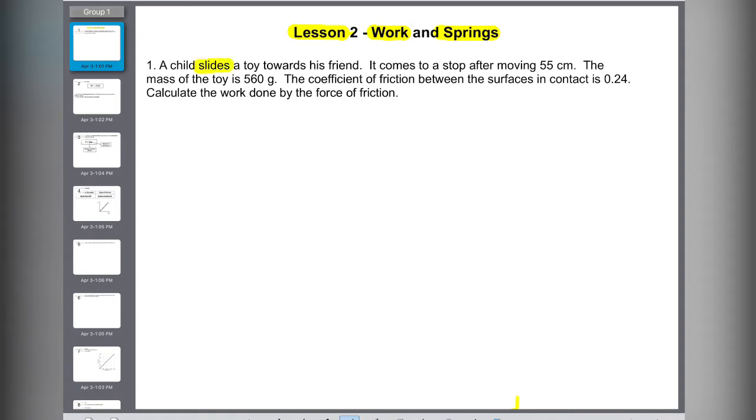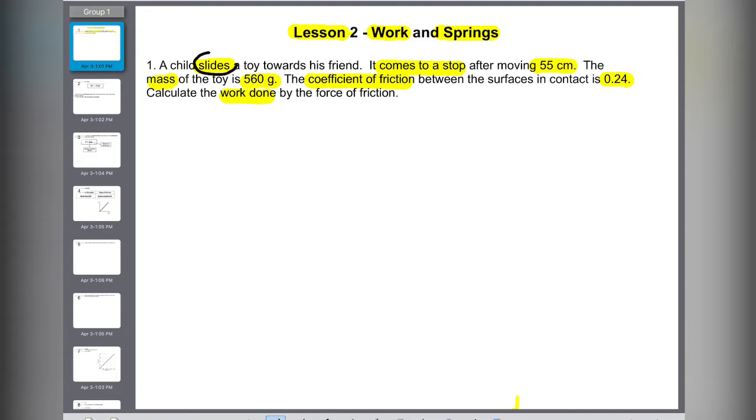A child slides a toy towards a friend. It comes to a stop after moving 55 centimeters. The mass of the toy is 560 grams. Coefficient of friction between the surface and contact is 0.24. Calculate work done. All right, so let's write out our givens.